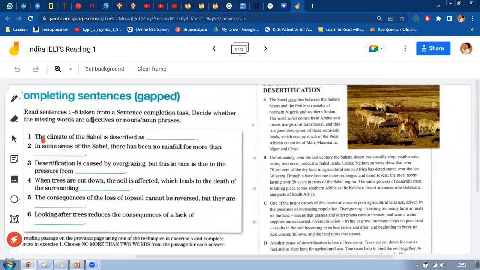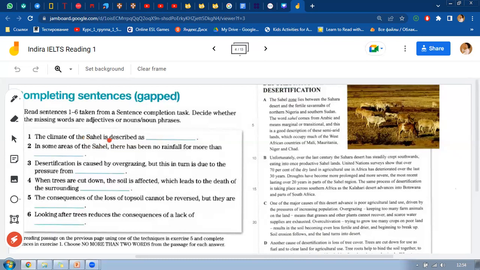Then you go to the first sentence and read it. The climate of the Sahel is described as something. Here we have the gap, and you need to fill it in. Firstly, you need to understand the whole meaning of the sentence, of course. You don't know what Sahel is, okay? But you see that it has a capital letter. If it has a capital letter, maybe it's a name, or since it has a climate, maybe it's a place. In this case, it's a place, of course.